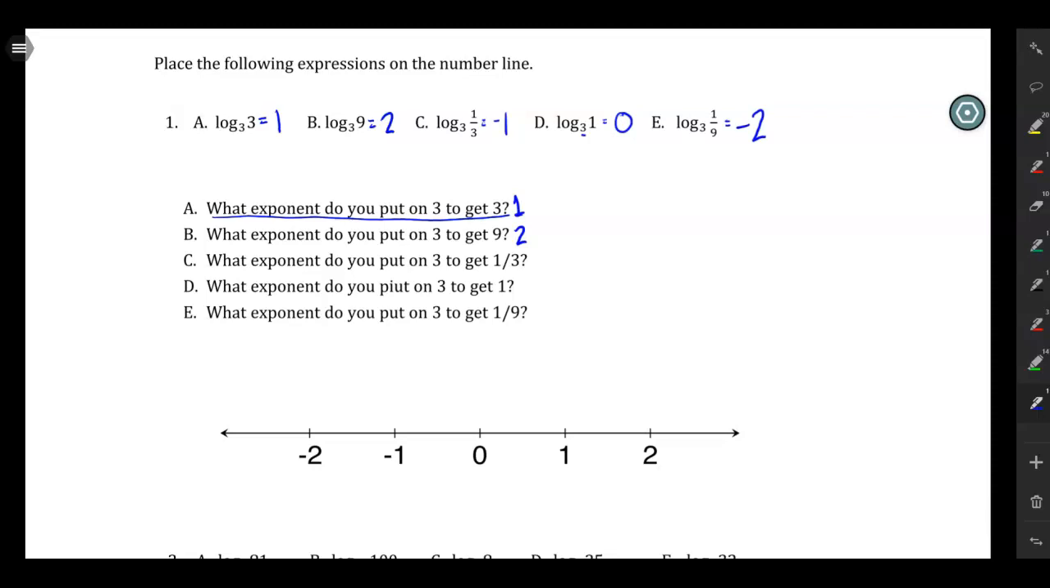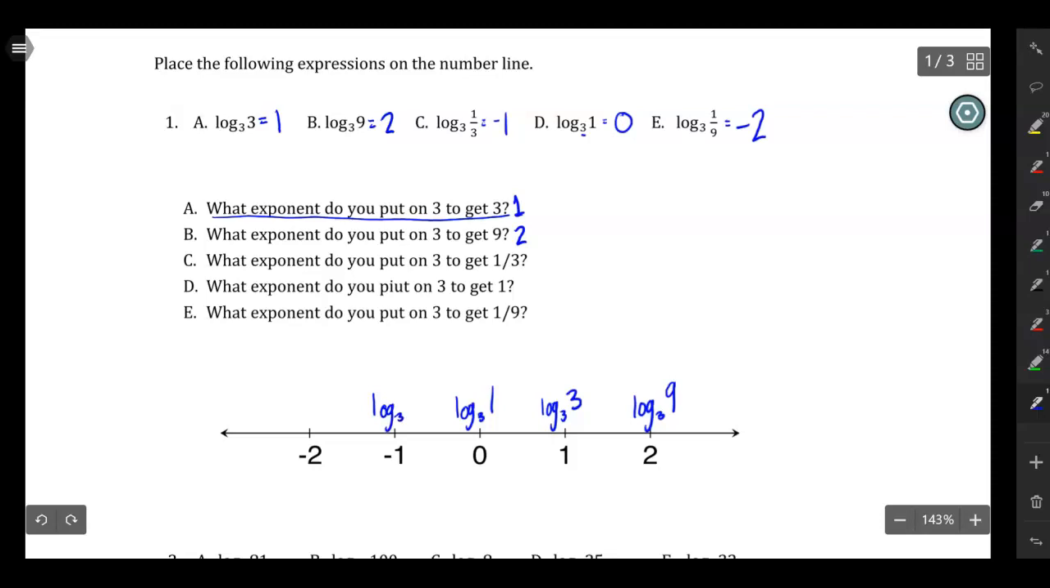So with that information, I can go ahead and put these logarithms on the number line below here. At 1, I'm going to have log base 3 of 3. At 2, I'm going to have log base 3 of 9. At 0, I'm going to have log base 3 of 1. At -1, I'll have log base 3 of 1/3. And then at -2, I have log base 3 of 1/9. And you can also just write the A, B, C, D, E letters down there if you prefer to.